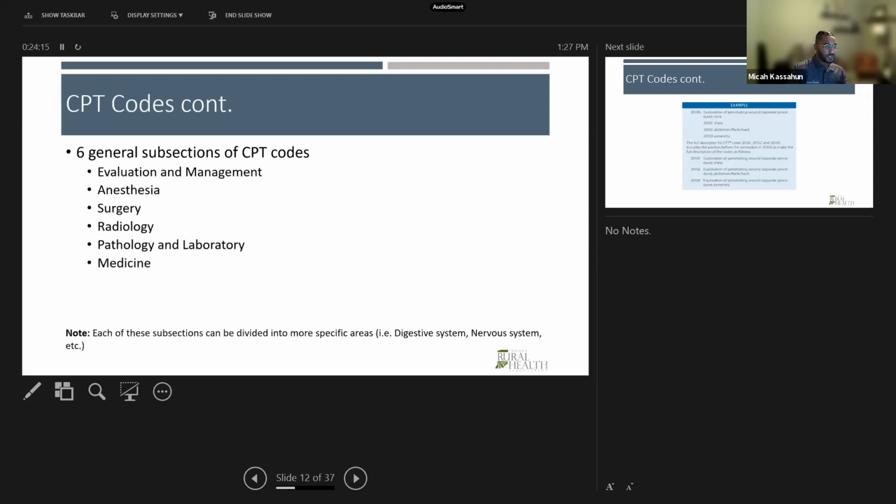So within CPT codes, we have general subsections. That will be E&M codes, also known as evaluation and management, anesthesia, surgery, radiology, pathology and laboratory, and medicine. Each of these subsections is divided into more specific areas. And each of the 6 also addresses digestive, nervous system, all of the key body systems that exist. Again, this is very holistic, very specific. If you can think of it, it exists. I guarantee it.